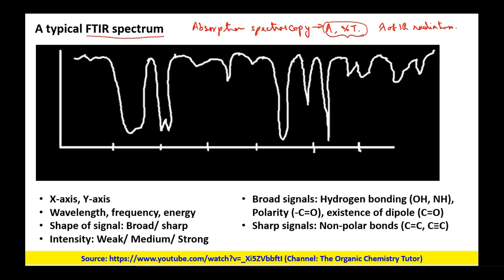However, in FTIR spectroscopy, we do not directly use the term wavelength, as in UV-visible spectroscopy, where we use absorption or transmission versus wavelength. In FTIR, we do not use this. In FTIR, what do we use? We use the wave number of the IR radiation.